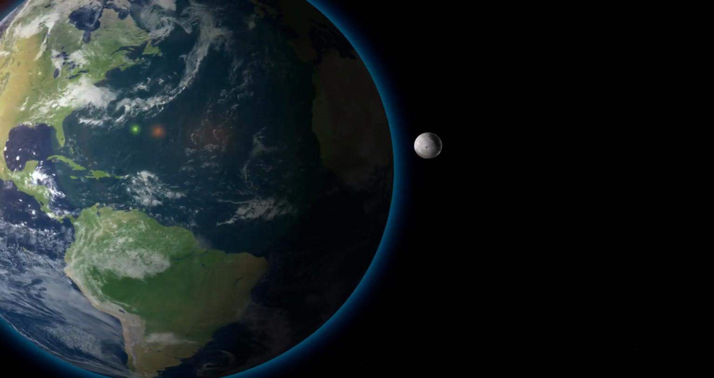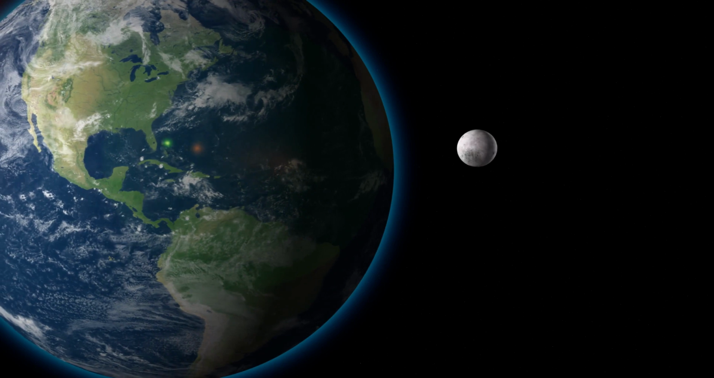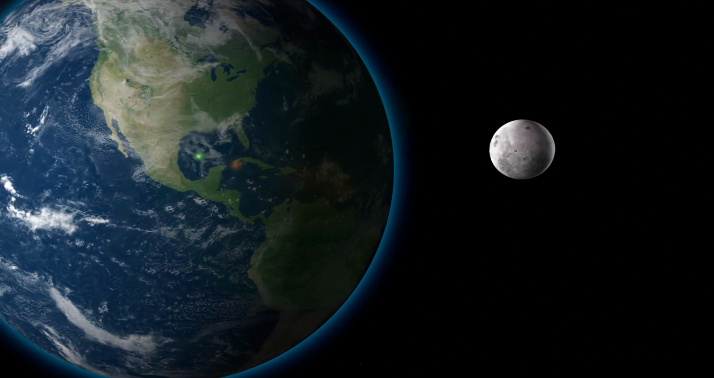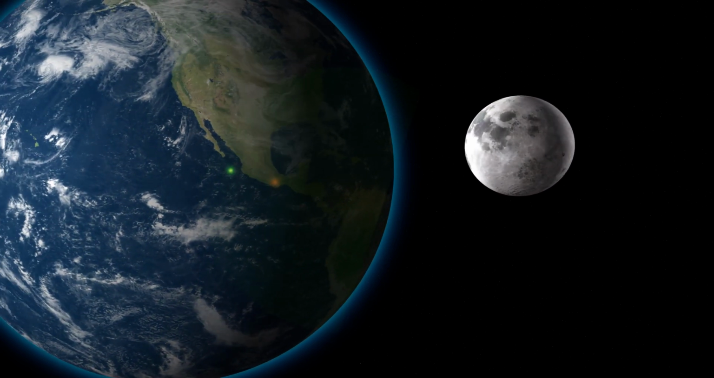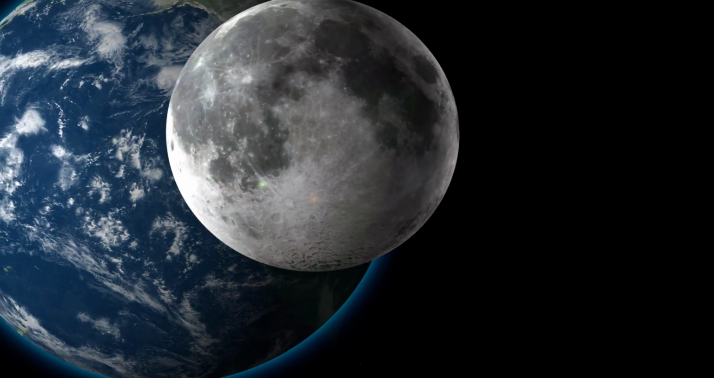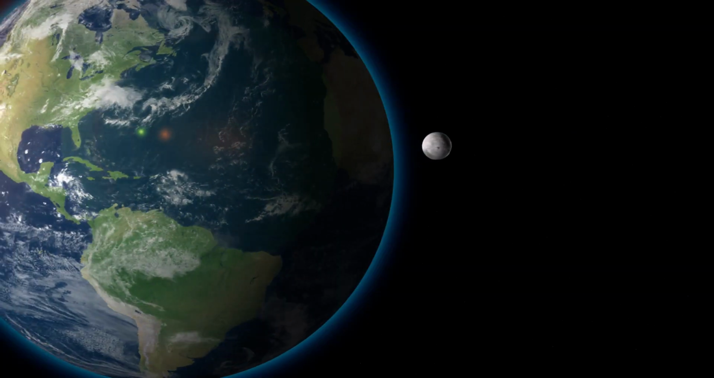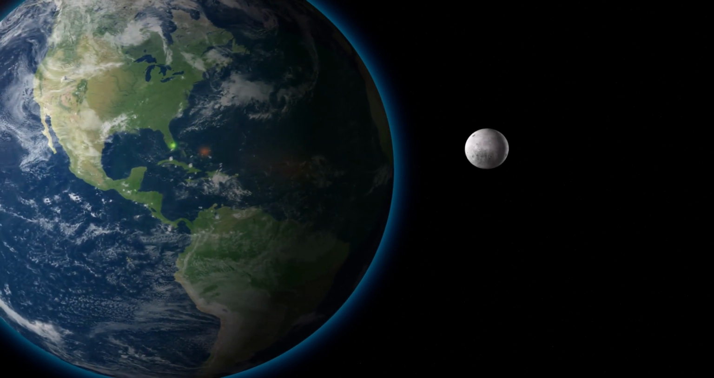Now let's talk about some of the facts about the moon. What do we know about the moon? Did you know that the moon orbits around the earth? That means it goes around the earth on a path, and that path that the moon takes to go around the earth is called an orbit. Can you say orbit? Orbit. So the moon orbits around the earth.